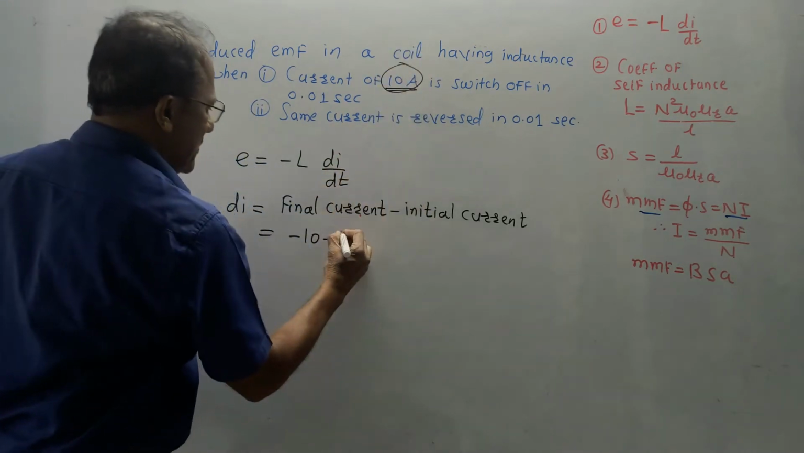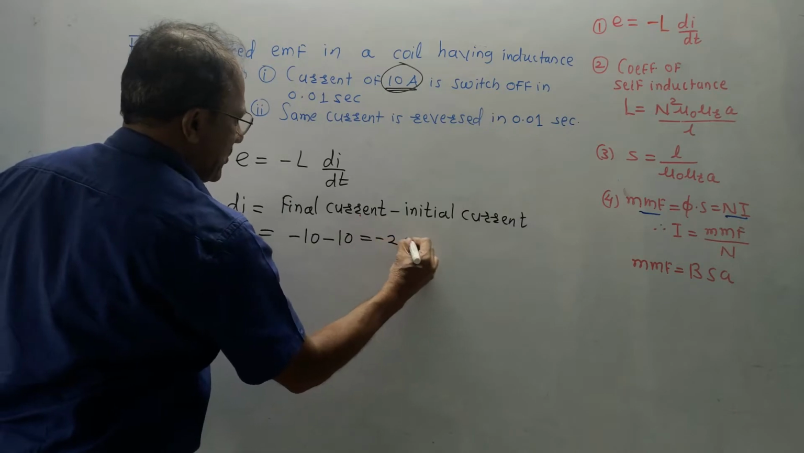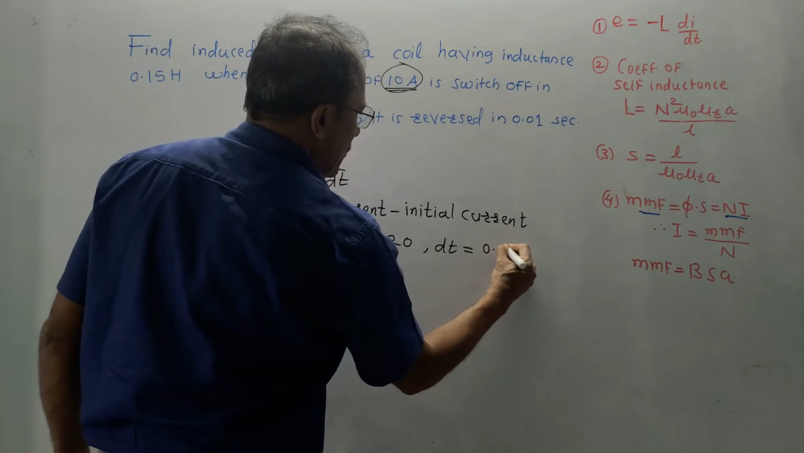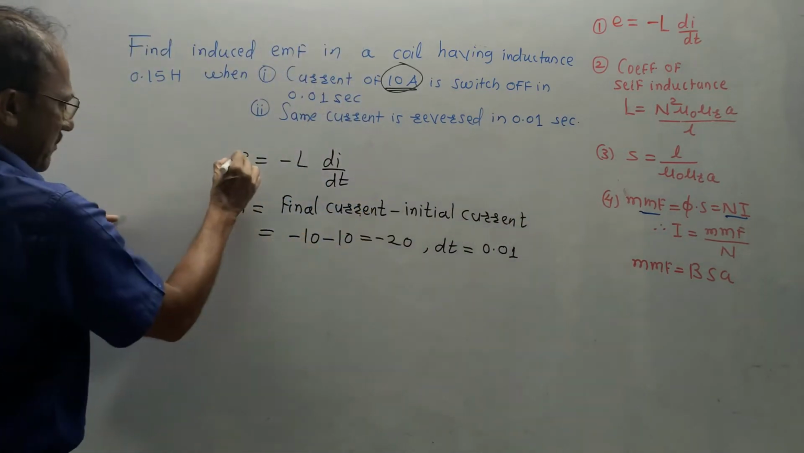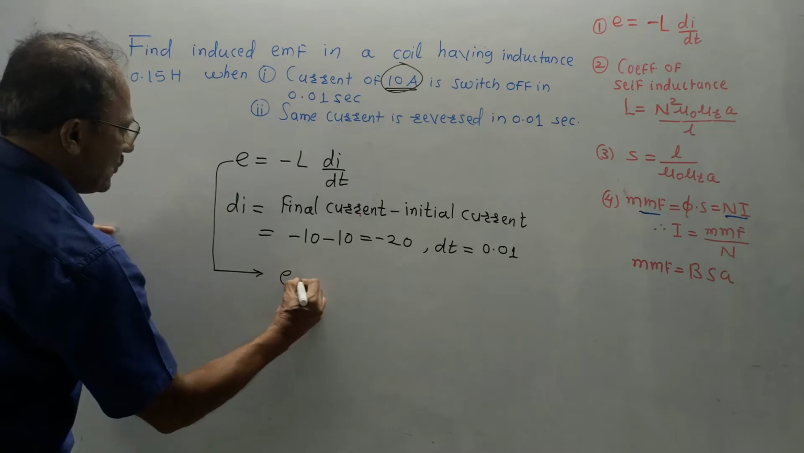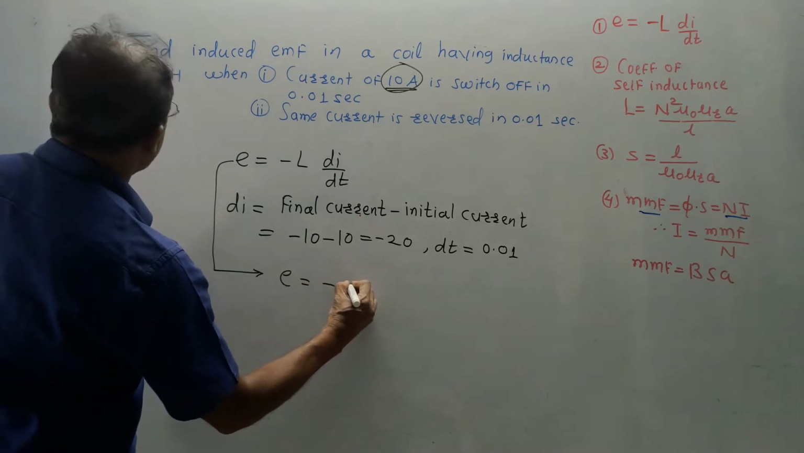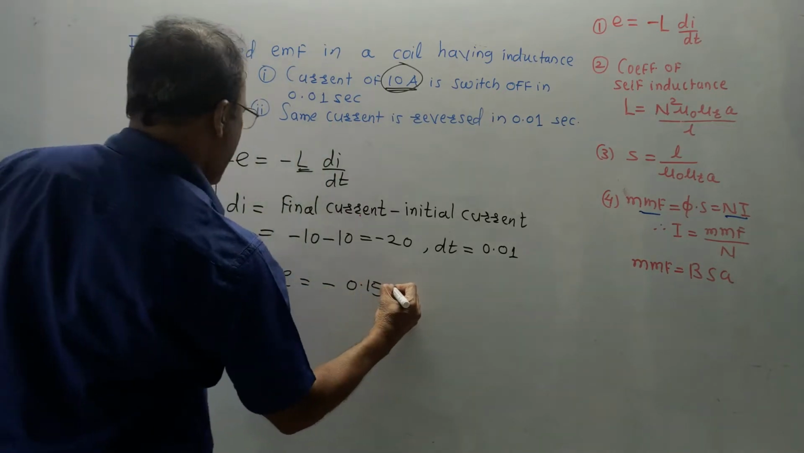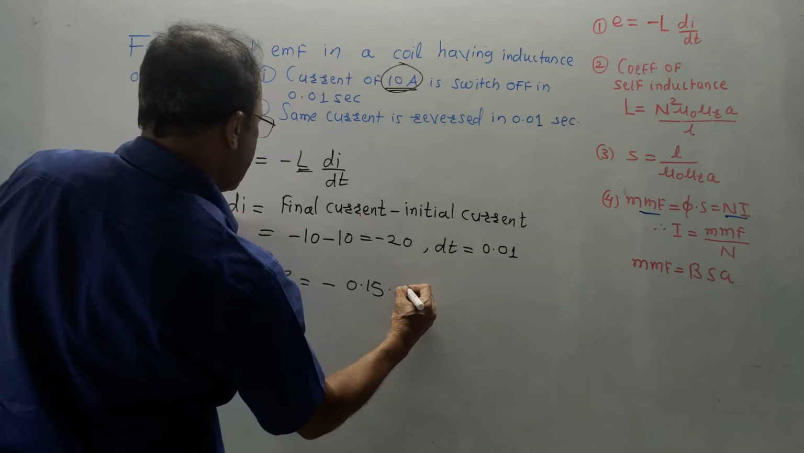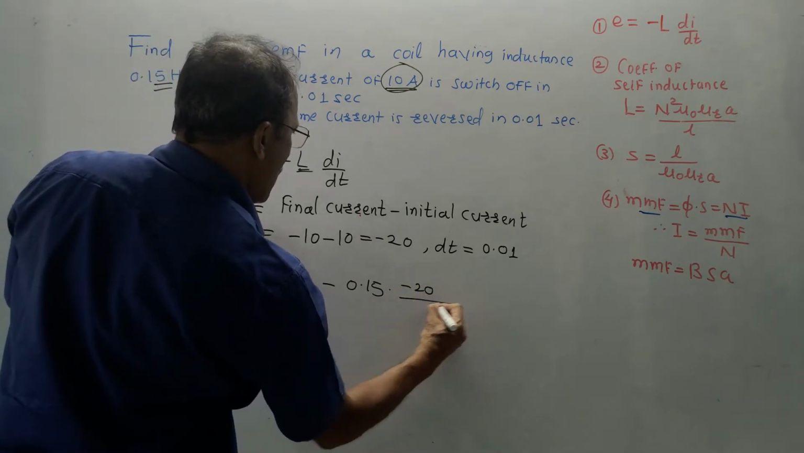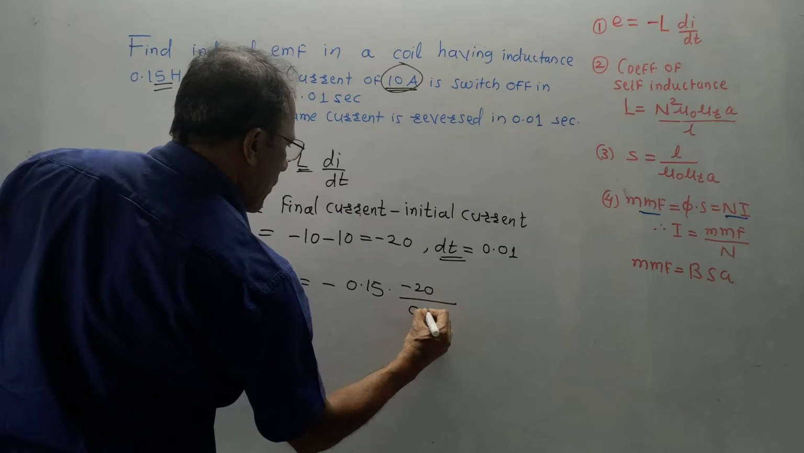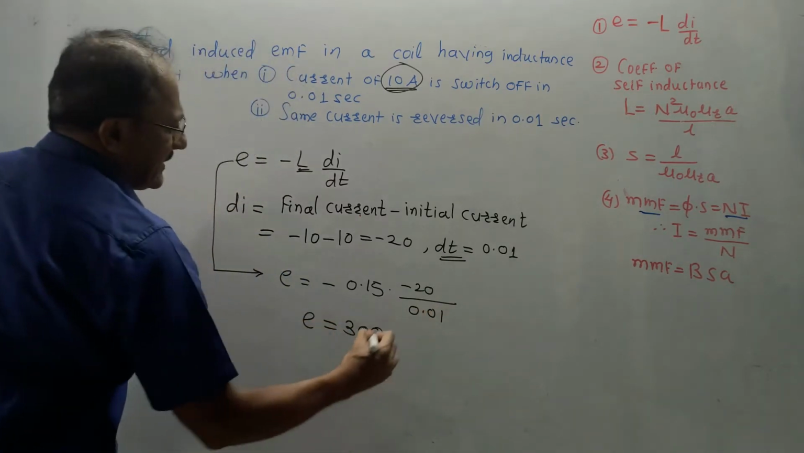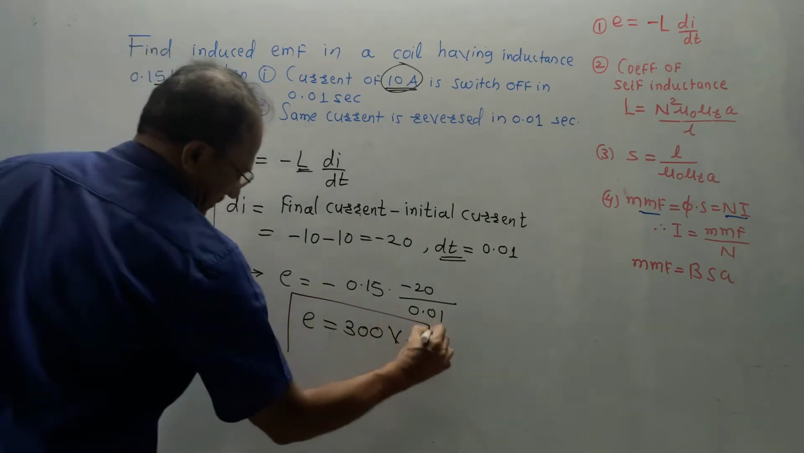Initial current is given in the question, minus 10. So it becomes minus 20. dt is again given in the question like the previous case. It is 0.01 second. So simply put the values in this formula. So you will get E is equal to minus sign, as it is 0.15. This is the value of L. Then di by dt, the value of di is minus 20 upon the value of dt, that is 0.01. If you solve this on the calculator, you will come to know this answer is 300, the unit is volt.